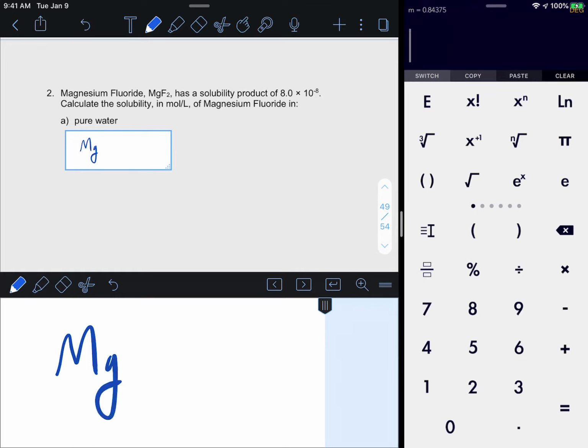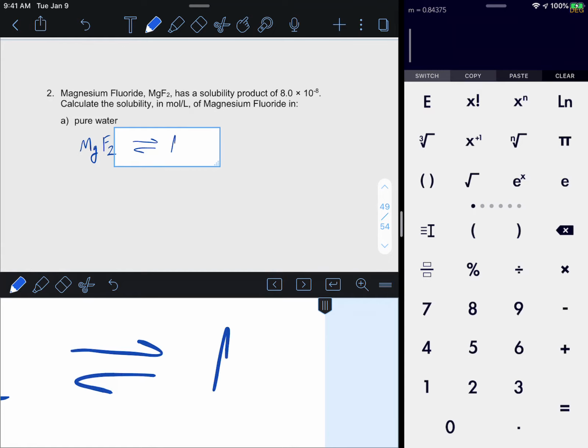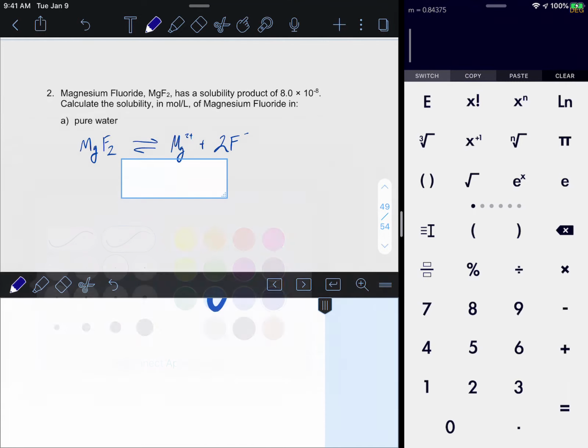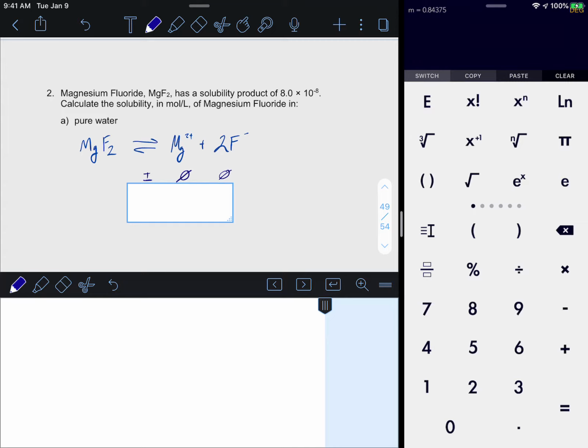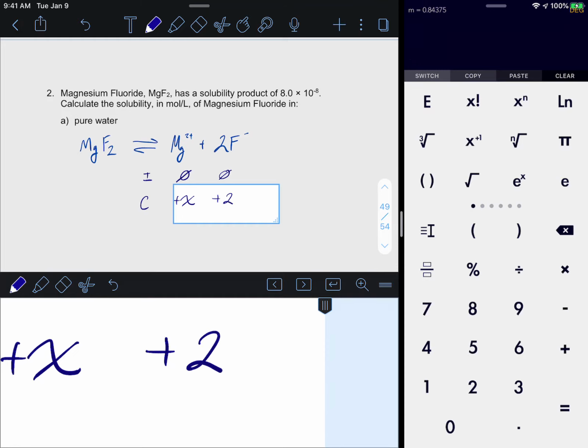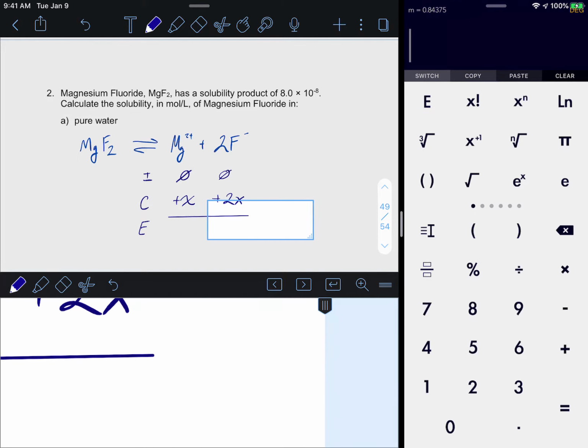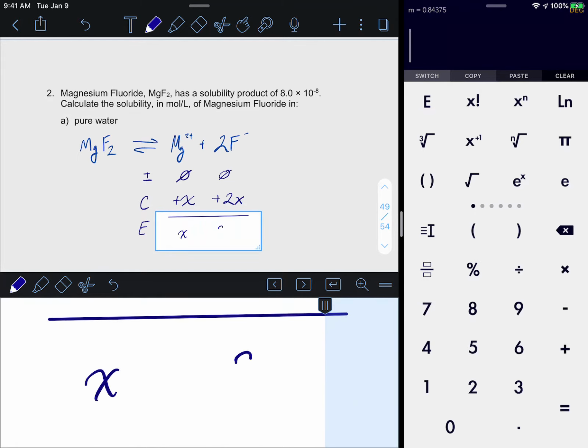So this is going to be the magnesium fluoride, which dissociates into magnesium ions plus the 2 fluorine ions, and that 2 is going to be important. And so then I'm going to think about this as initially I have none of this, right? And then there's going to be a change, and that change has to be stoichiometric. So I'm going to get some dissolved magnesium, and I'm going to get twice that in dissolved fluorine. So this gives me my total equilibrium value of x and 2x.